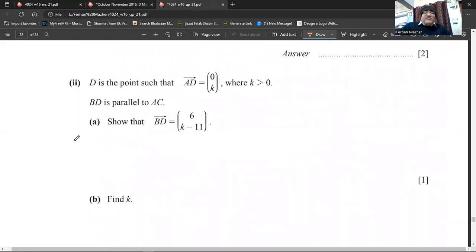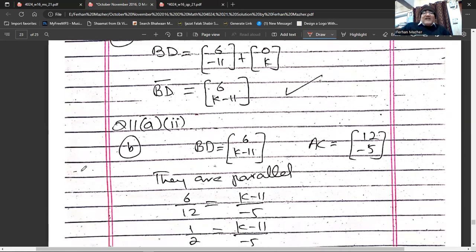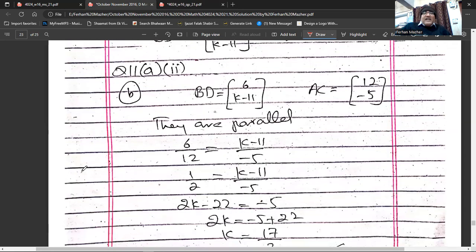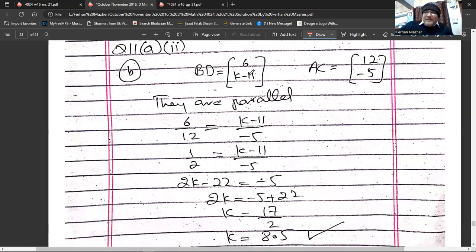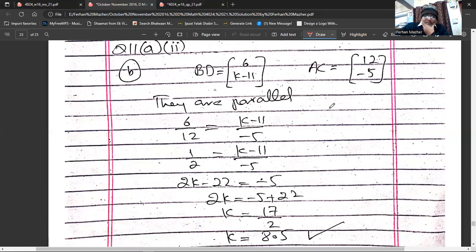The B part is to find the value of K. It is very simple. We know the AC value and BD in terms of K, and they are both parallel. When two vectors are parallel to each other, the ratio of their x is equal to the ratio of their y. That's the simple strategy. So 6 divided by 12 will be equal to K minus 11 divided by minus 5.